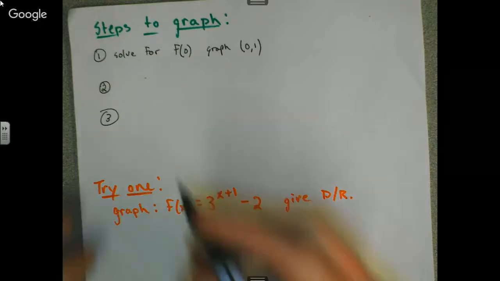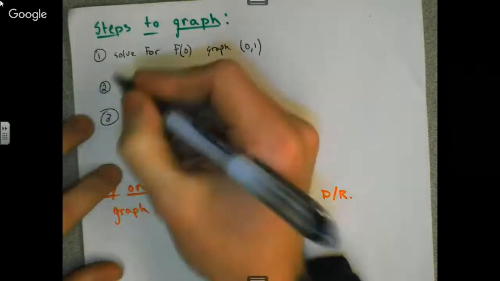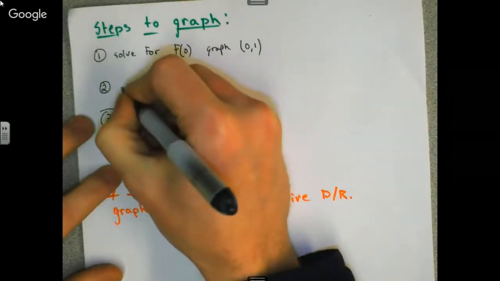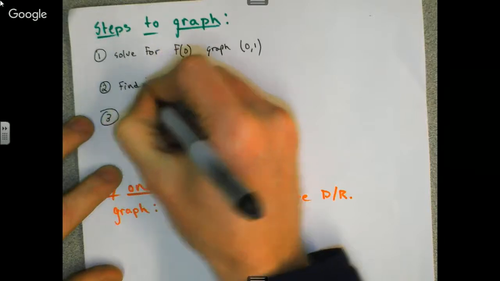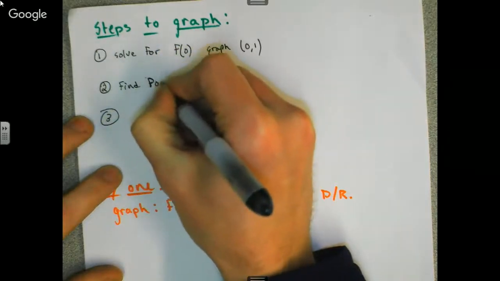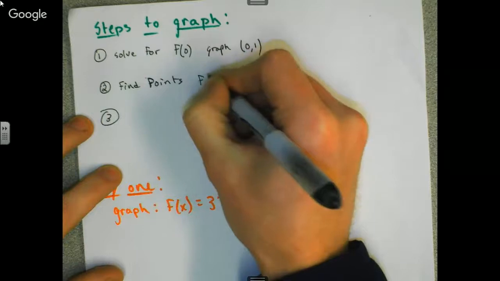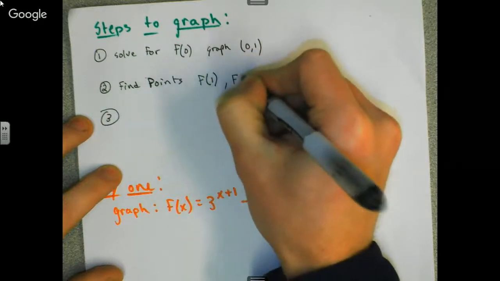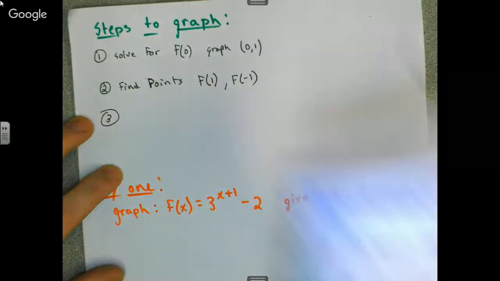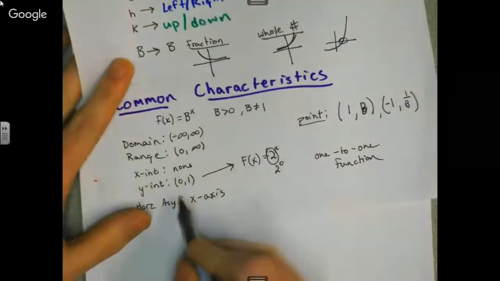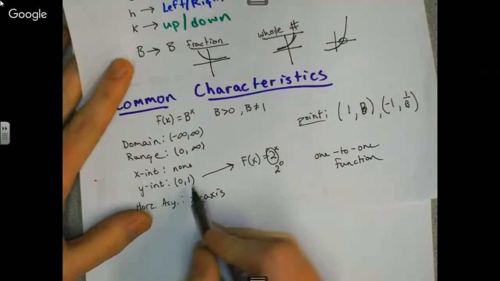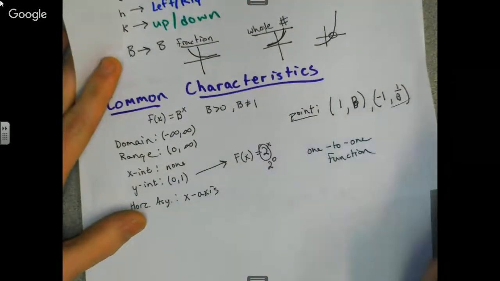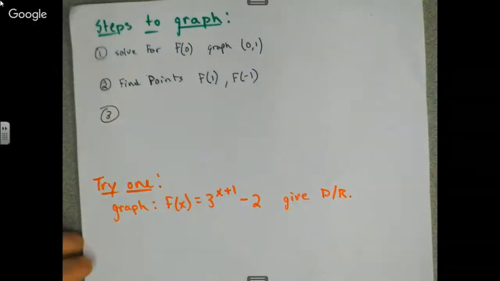The next thing is find 2 other points. Normally we find points f of 1 and f of minus 1. Again, look right here. Here was f of 0. Here was f of 1 and f of minus 1. So we've got those for the parent functions.